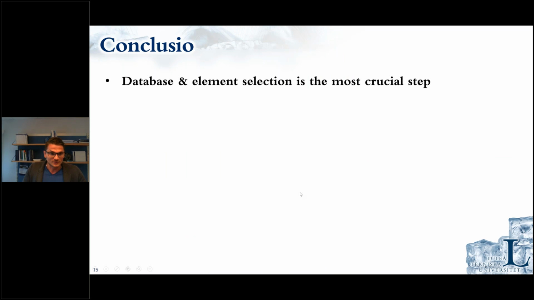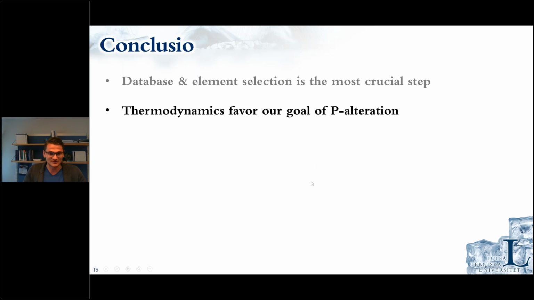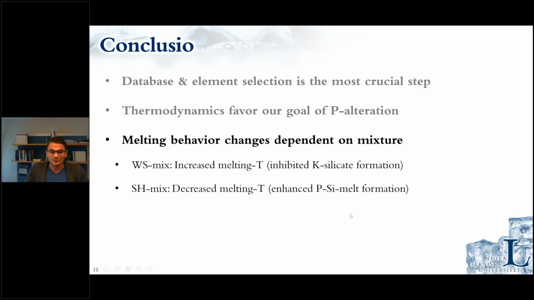And now I actually want to come to the conclusion already because our time is limited, as I said. Our conclusion is that the database and element selection is the most crucial step. In the beginning, this is what you need to focus on. But our results also indicate that the thermodynamics favor our goal of the phosphorus alteration from calcium phosphates to potassium bearing phosphates. Also, we can see that the melting behavior changes significantly dependent on the mixture.